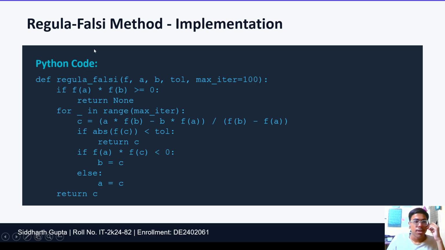The Python code for the Regula-Falsi method: we create a function again with f, a, b, tolerance, and maximum iterations, which we set to 100. Again, we check the same thing: if f(a) times f(b) is greater than 0, the root will not exist, so we return None.